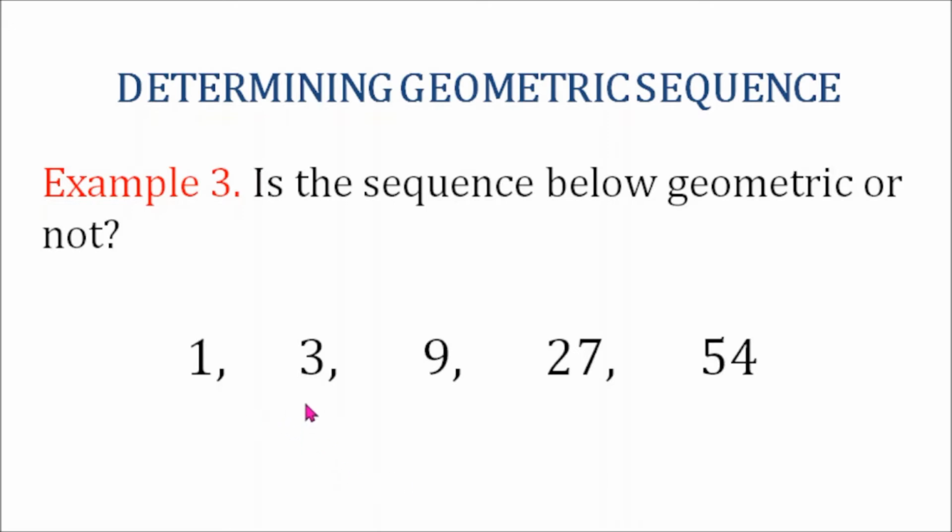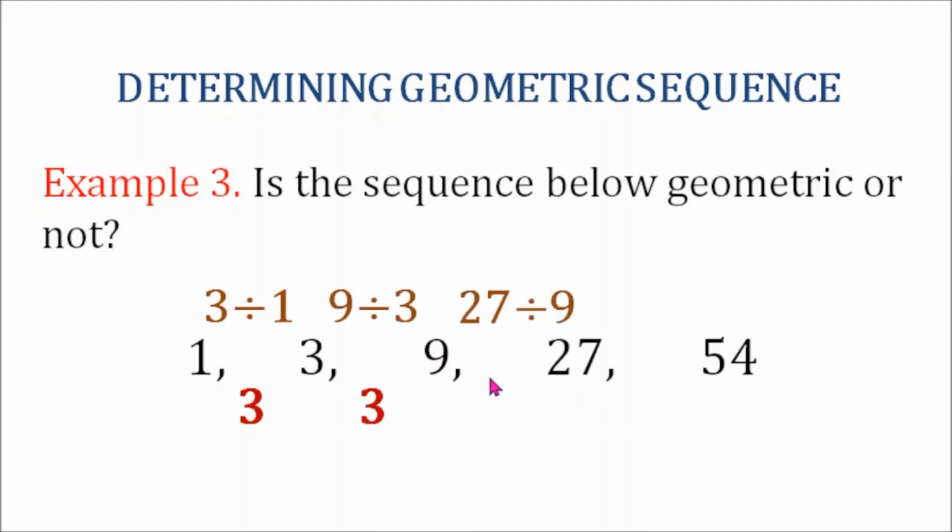Let's start off with the ratio between 3 and 1. So 3 divided by 1 is 3. Then 9 divided by 3 is also 3. Then 27 divided by 9 is also 3. And 54 divided by 27, that's 2. So there is no common ratio, so it's not a geometric sequence.